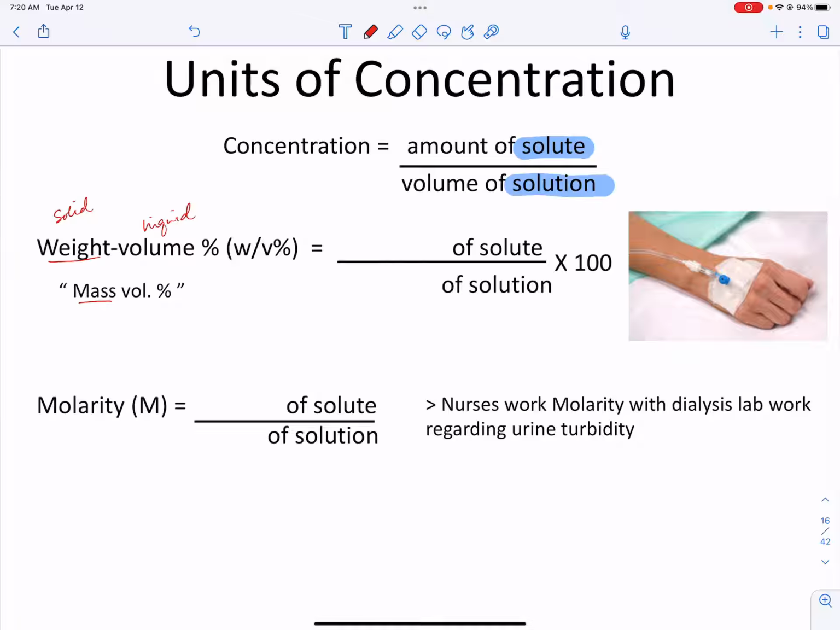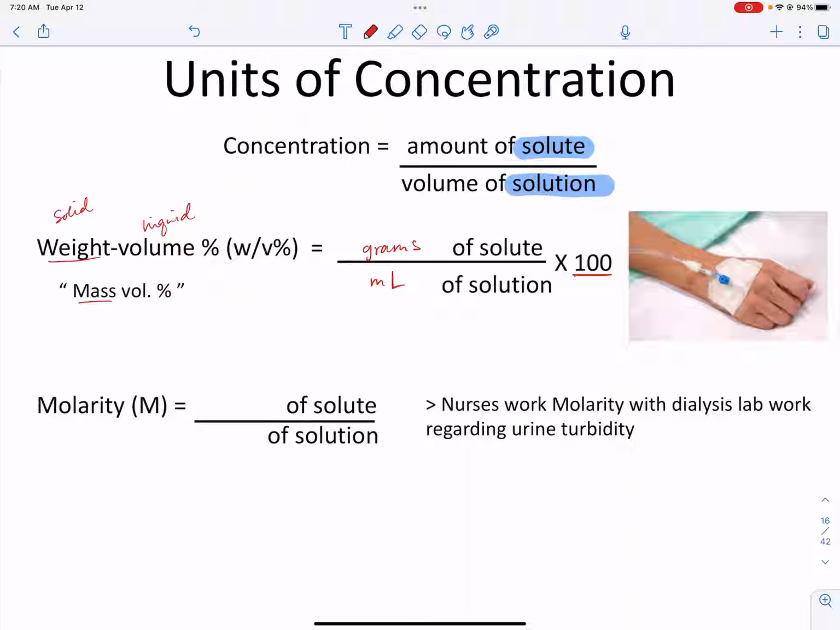Okay? Remember that solutions can also be solids dissolved in solids or liquids dissolved in liquids. And if that's the case, it might be a volume per volume percent or a weight per weight percent. Okay? So this is a weight volume percent when you have a solid dissolved in a liquid. So the way the units work out here is that we're going to measure the grams of solute and divide that per the milliliters of solution. And then we always multiply it by 100 over here to turn it into a percent.